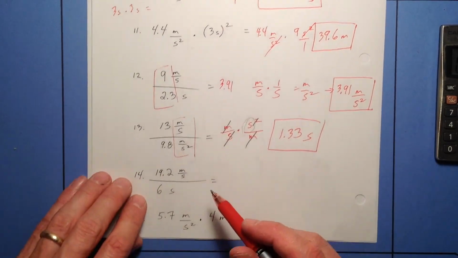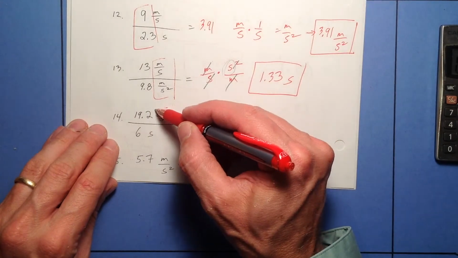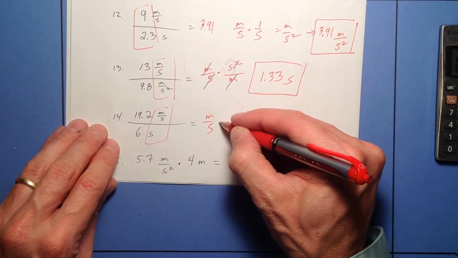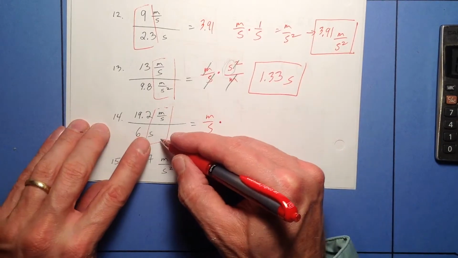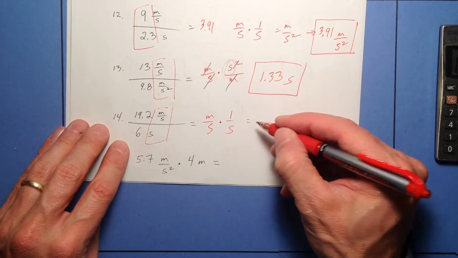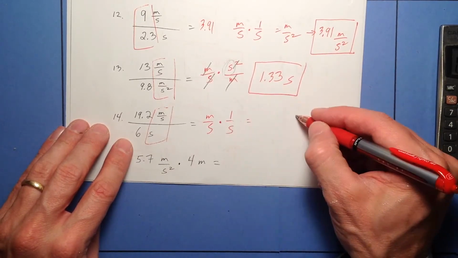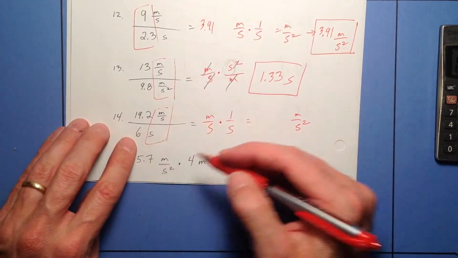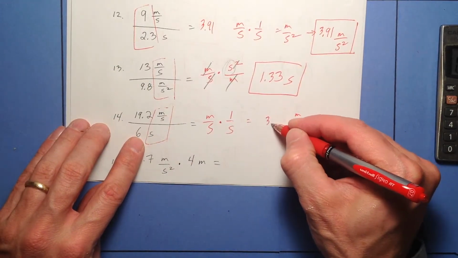This one here, keep, change, flip again. We'll do this. So meters per second. Change the symbol to multiplication. Change that to this 1 over s. Okay, that unit will be meters over second squared, and then 19.2 divided by 6 is 3.2.